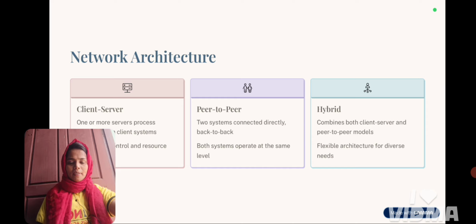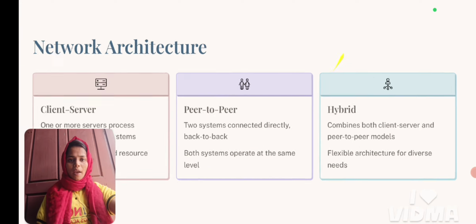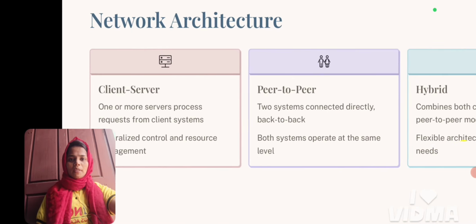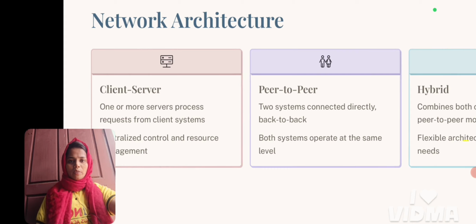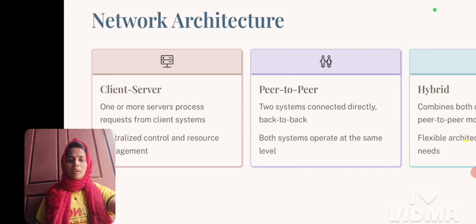They are client server, peer-to-peer and hybrid. Client server means the client sends the request to the server to access the data or the information. The server verifies that request and responds to the client. That is called the client server system.